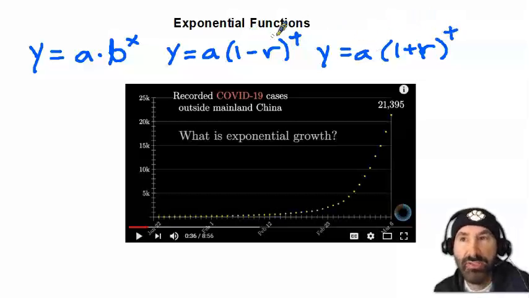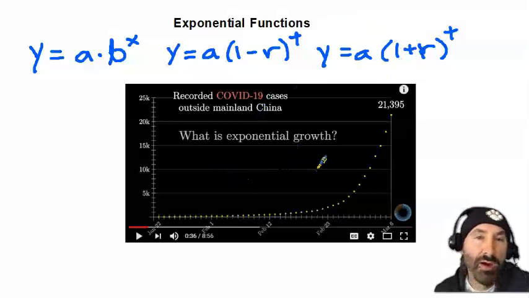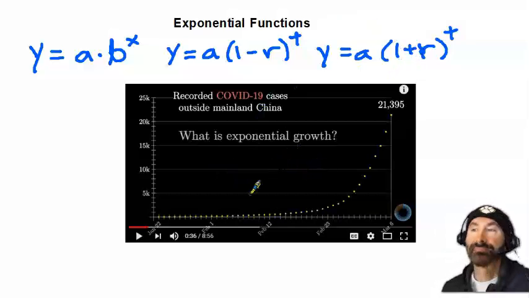Now, it turns out these formulas can be used for other sorts of things, and in fact, they can be used to monitor and to predict the growth of a virus that's spreading.